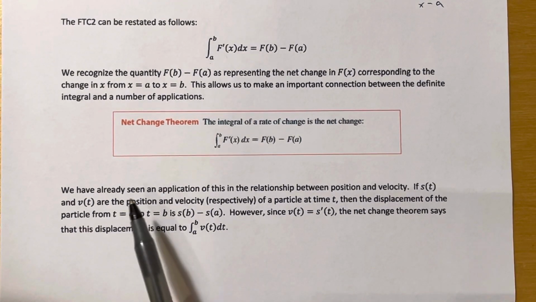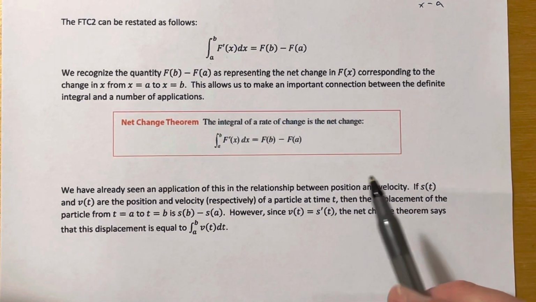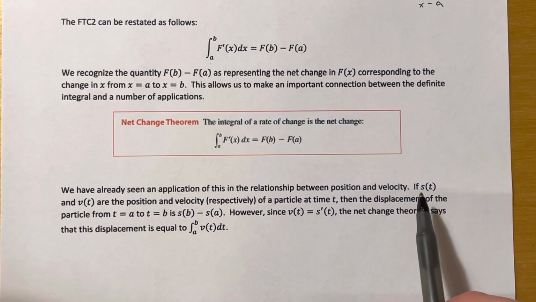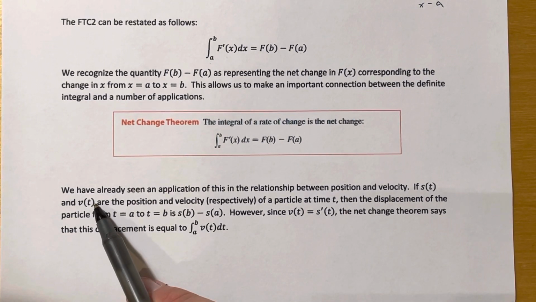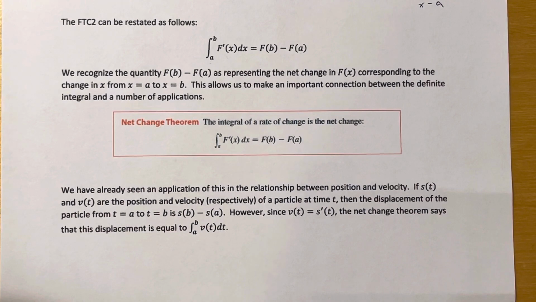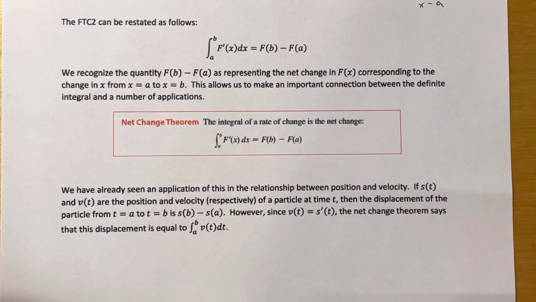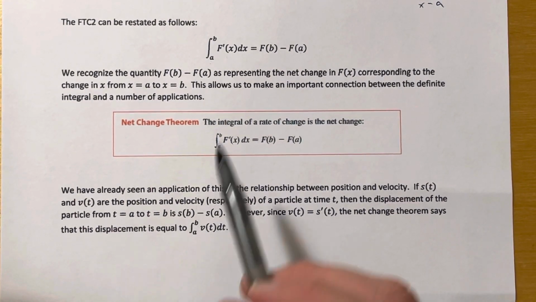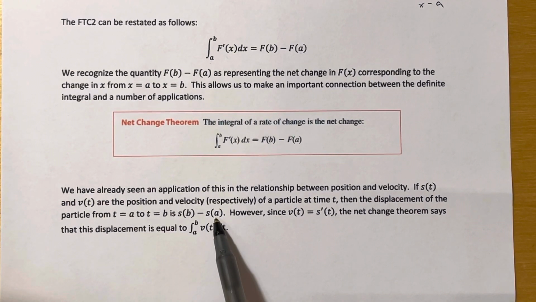We've already used this application. So again, remember, we have this relationship that we've talked about since as far back as when we first introduced derivatives, the relationship between the position of a moving particle at time t and its velocity. We know that the velocity function is the derivative of this position function. Now specifically, if I wanted to determine the net displacement of a particle, meaning its change in position from time A to time B, that change would be S of B minus S of A. That's its change in position, right?